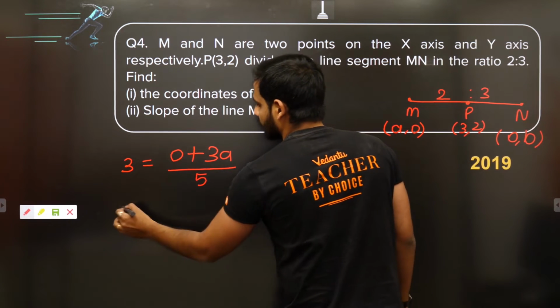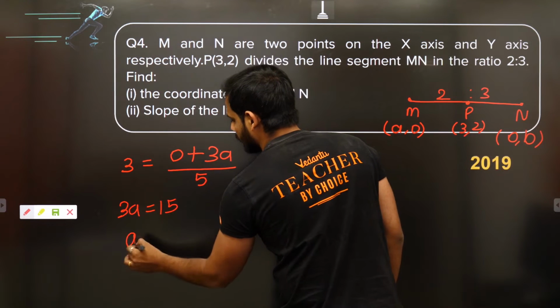2 plus 3 is what? 5. So 3a is equal to 15. So a is equal to 5. Okay, sir.